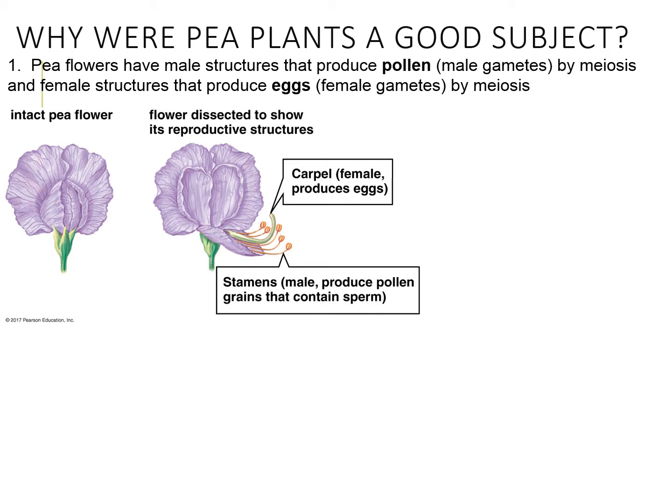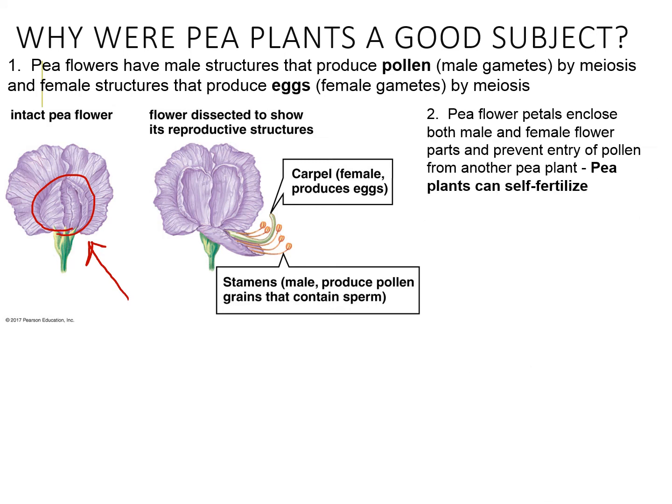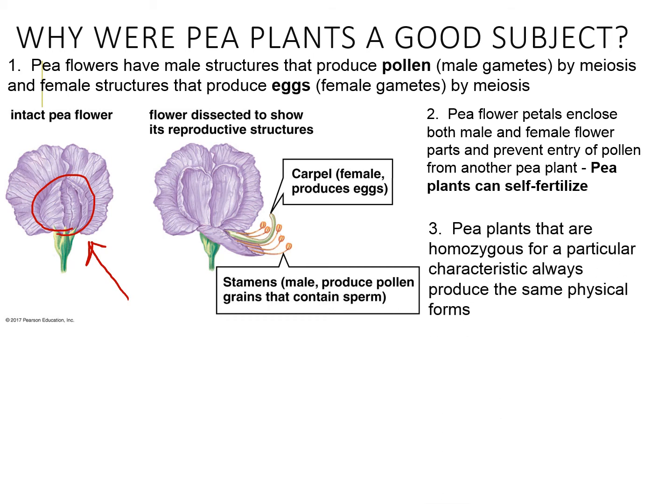Also, both male and female parts are located inside of this little chamber here. So what that means is each flower is protected from getting pollinated by another plant. So their kind of MO is they self-fertilize, and that makes studying them simpler because you know that this plant reproduced with itself, and there's no unknown in terms of, well, what pollen happened to float in here. Number two, pea flower petals enclose both male and female flower parts and prevent entry of pollen from another pea plant. Pea plants can self-fertilize.